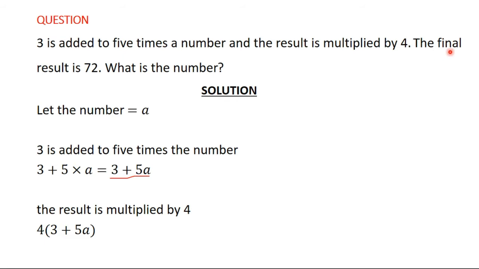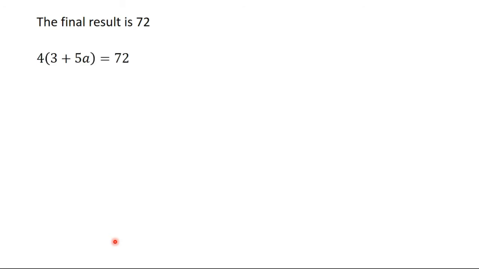The next part of the statement says that the final result is 72. So after you've multiplied this one by 4, the final result, everything here, is 72, which means that 4 into bracket 3 plus 5A is equal to 72. So we now have the linear equation. You expand the bracket, you group like terms, you simplify. So 4 times 3 will give us 12. 4 times 5A will give us 20A, and this will give us 72.